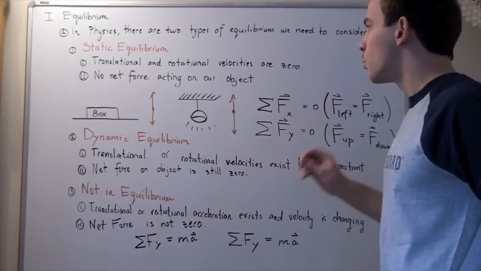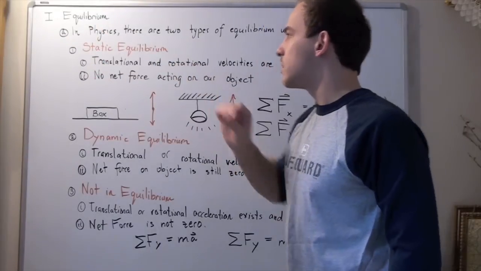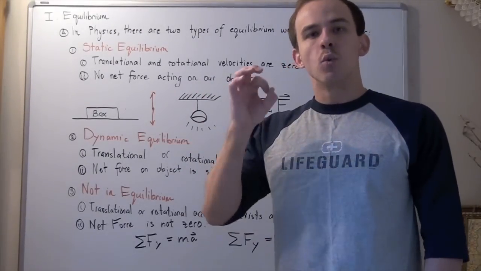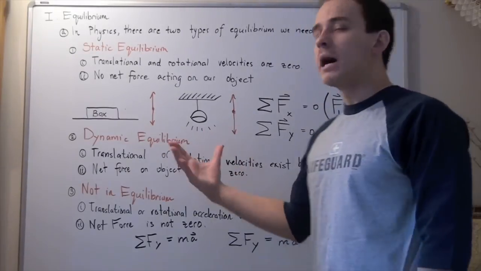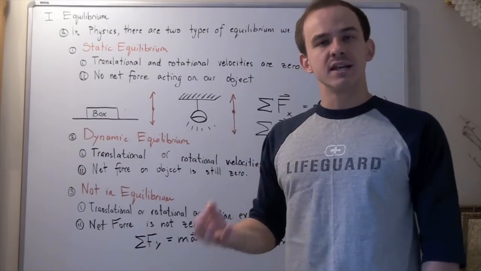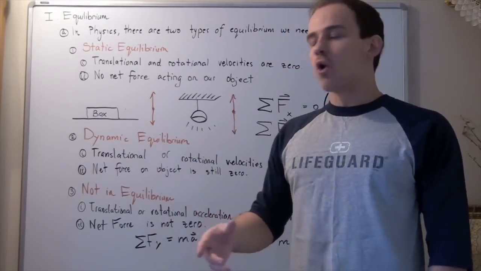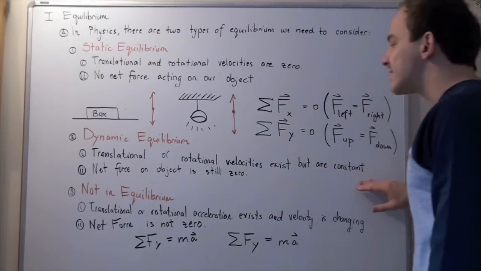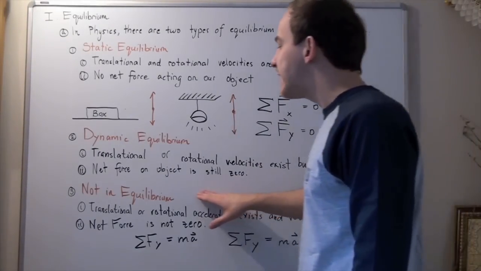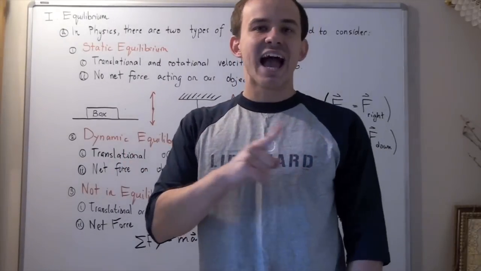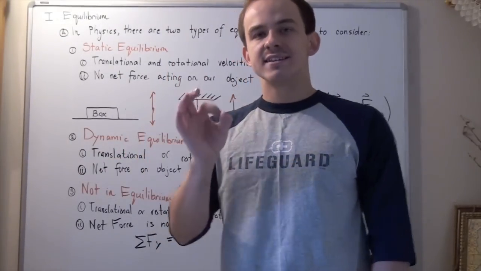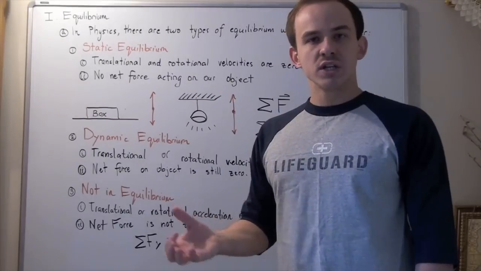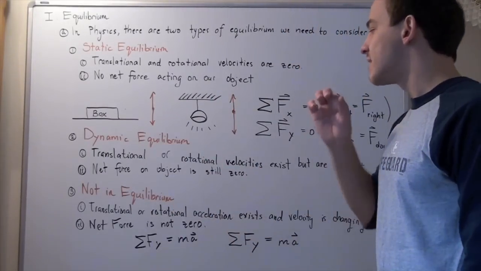So, in other words, in the first case, when we spoke about static equilibrium, our object was stationary. The velocity was zero. Now, our object has some form of velocity, be it rotational or translational, but it's constant. And it's constant because our net force on the object along any axis, along any direction, is exactly zero. And that means, according to the first law of motion, our object will not be accelerating.